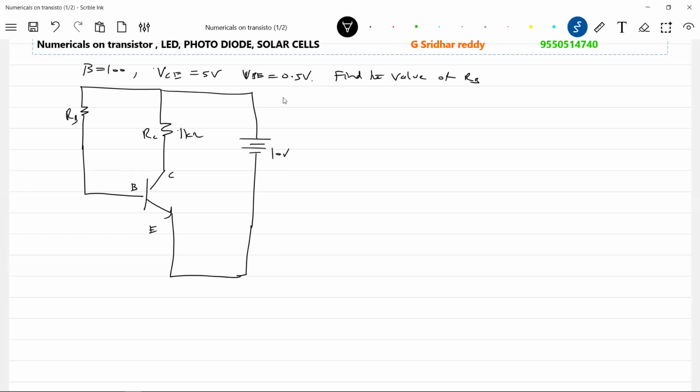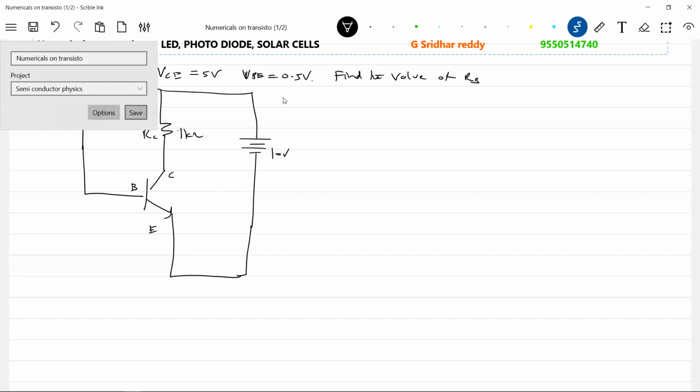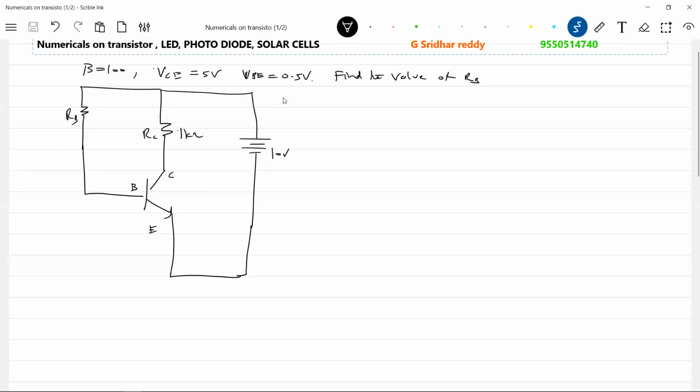Find the value of RB. Now, nothing to do with the transistor working or characteristics. It's all about writing KCL and KVL. So what is the KCL? Look first at the arrow of the emitter. You have the emitter current, so from this you will get IE. Then there's a collector current and a base current.